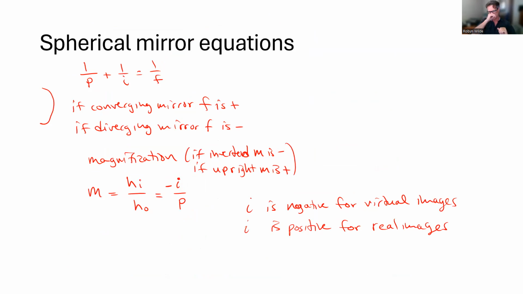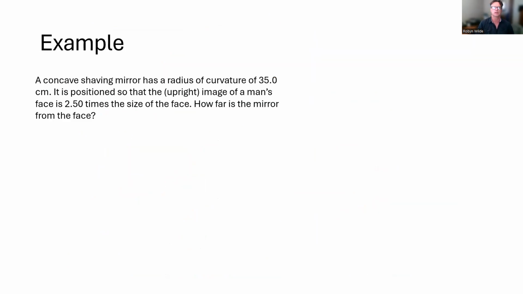All right, so that's a pretty quick description. Hopefully it will get you started with the problems. And I'm going to do one example, and then I'll post some other examples, maybe with both mirrors and lenses. But let's do an example here. So this is a problem from the book. In this case, we have a concave shaving mirror. So this is what I would call a converging mirror, right? It's going to look like this, and I'm going to have my object somewhere over here.